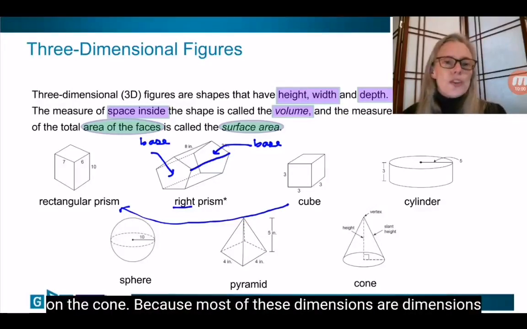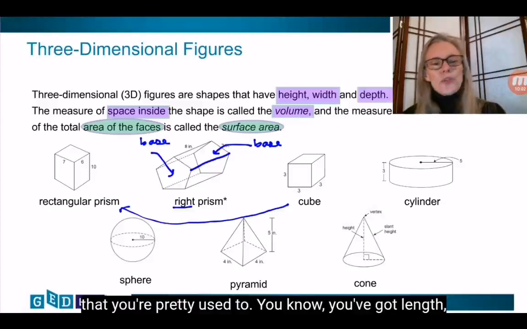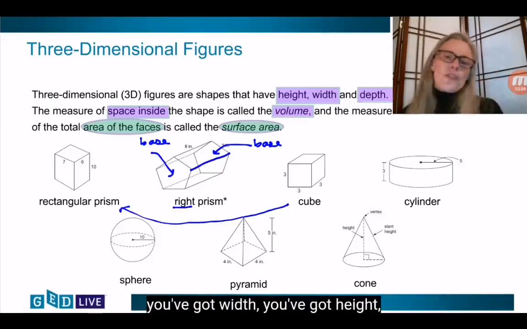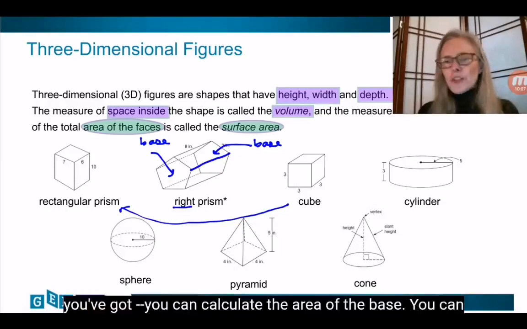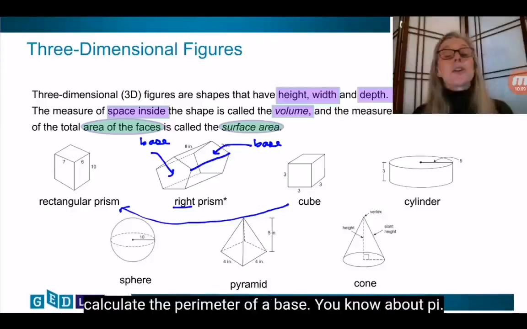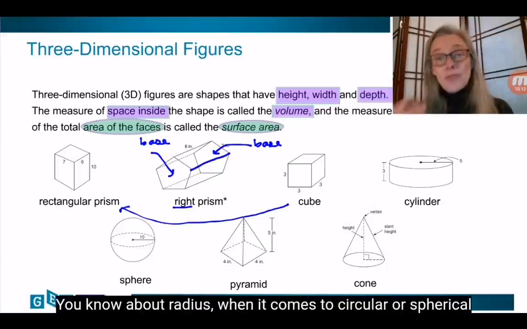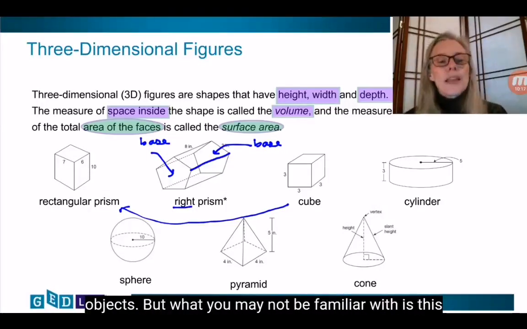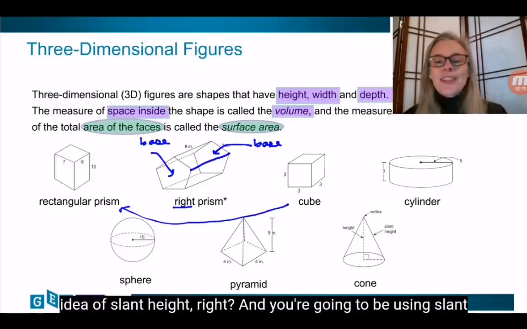Because most of these dimensions are ones you're pretty used to. You've got length, width, and height, you can calculate the area of a base, you can calculate the perimeter of a base. You know about pi, you know about radius when it comes to circular or spherical objects. But what you may not be familiar with is this idea of slant height.